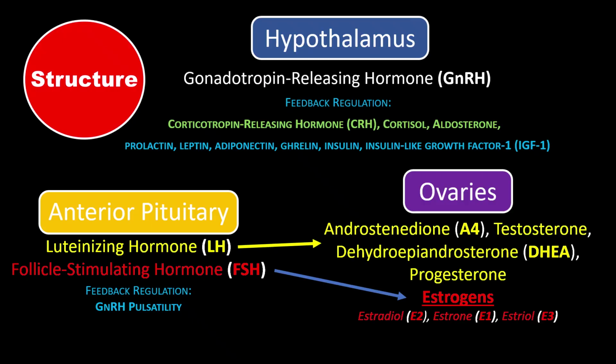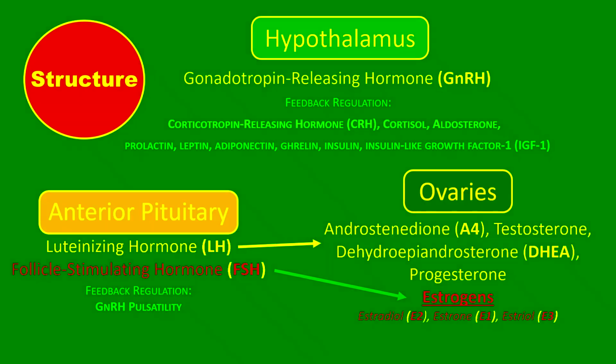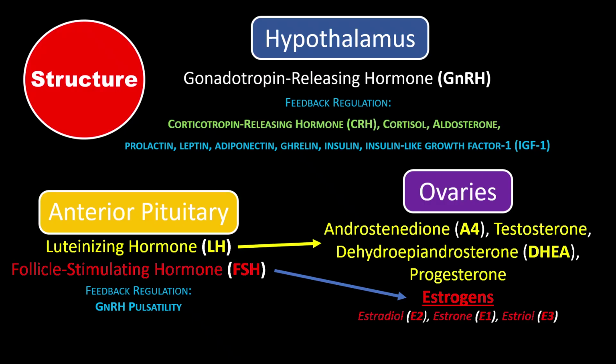So a little bit more information for you. Androstenedione, testosterone, and dehydroepiandrosterone come from theca cells. You'll see the corpus luteum in the ovaries release progesterone, and the granulosa cells in the ovaries are responsible for the release of those estrogens.